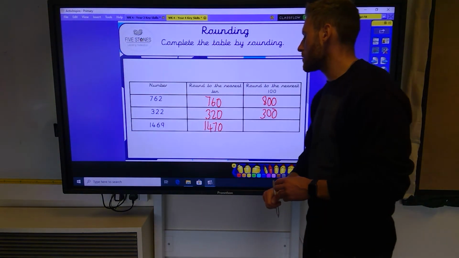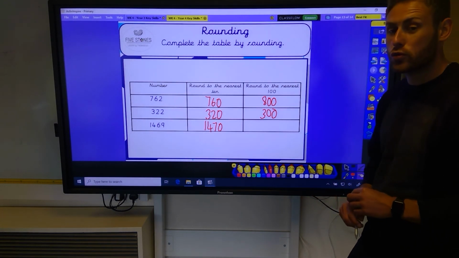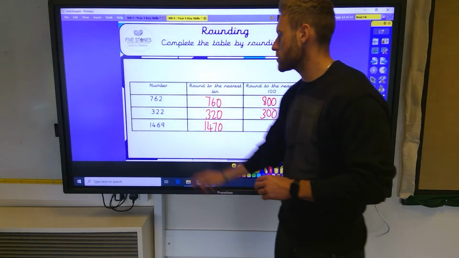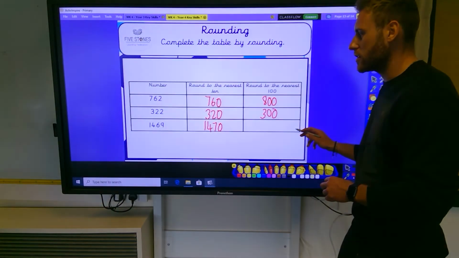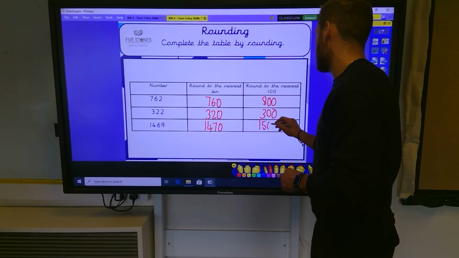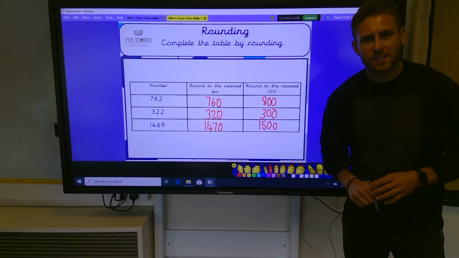And then finally 1,469 to the nearest multiple of 100. We've already got 1,400. The next multiple would be 1,500. And the 60 tells us we are closest to 1,500. So fantastic work there, year 4.